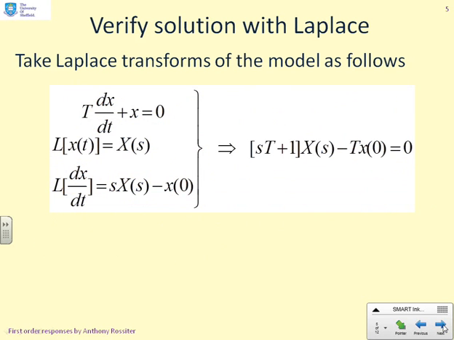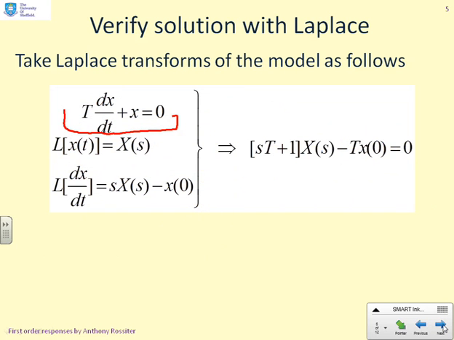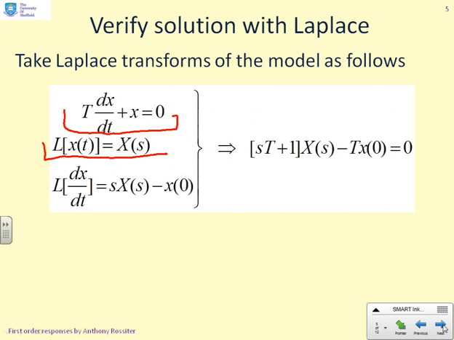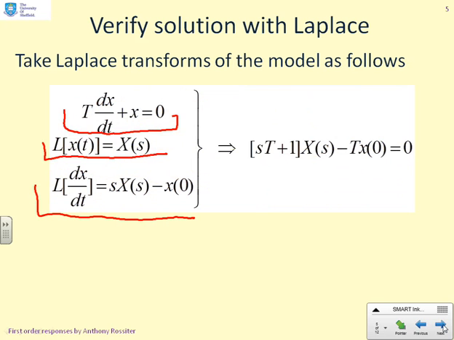Now, we could also verify the solution using Laplace. So what we've done here is solved this differential equation using the Laplace method. So there's the original differential equation, you can see it, T dx/dt plus x equals 0. I'm then going to define the Laplace of x(t) as capital X(s), and people will probably recognise therefore that Laplace of dx/dt is given here as s times X(s) minus x(0).